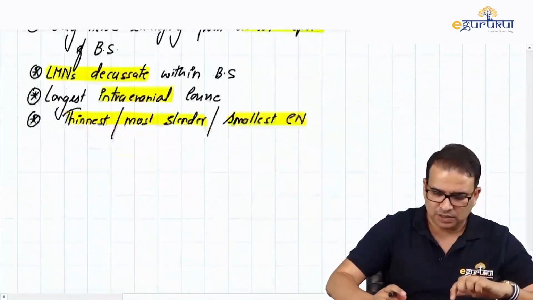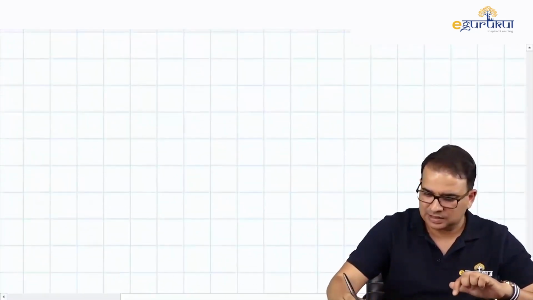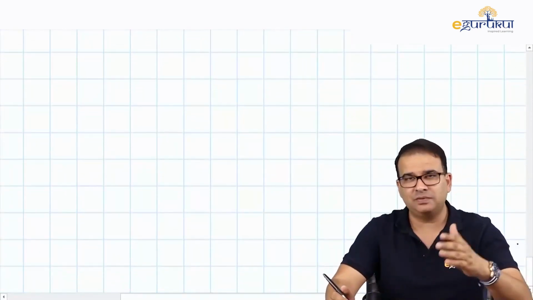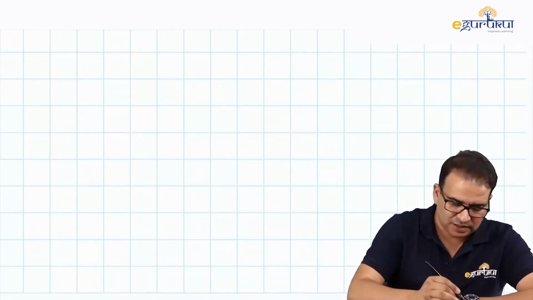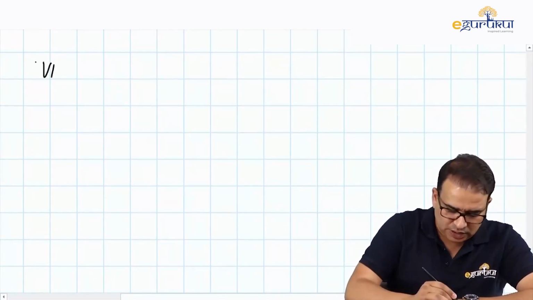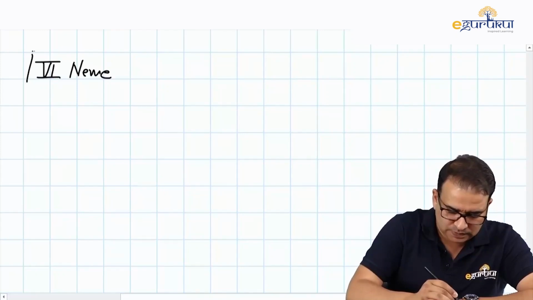With that, coming to the third and last nerve in this category, supplying the extraocular muscle. We're done with the third and fourth, and now we'll talk about the sixth nerve first. We'll take the fifth later. So coming to the sixth nerve, the abducens.